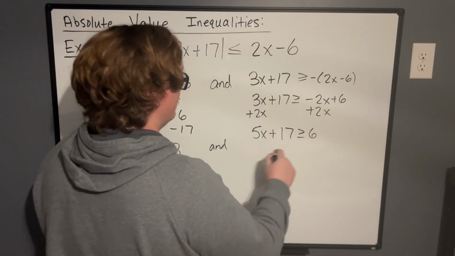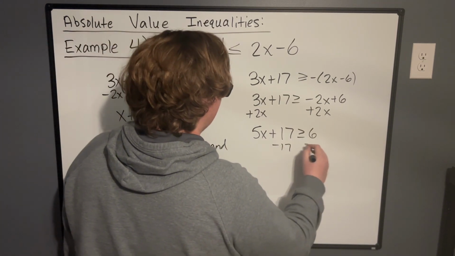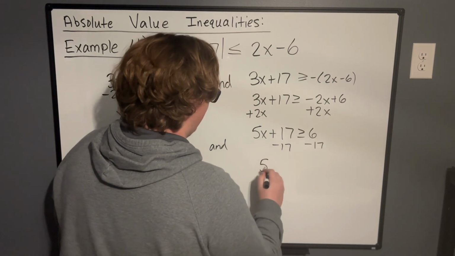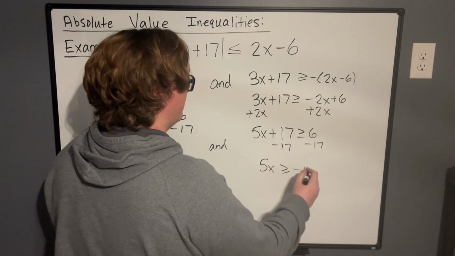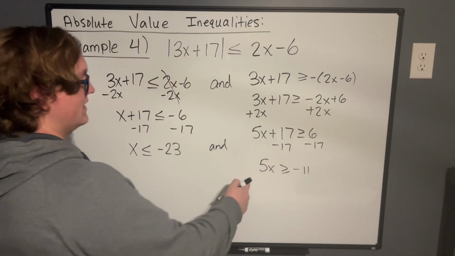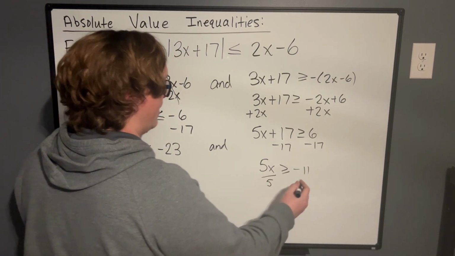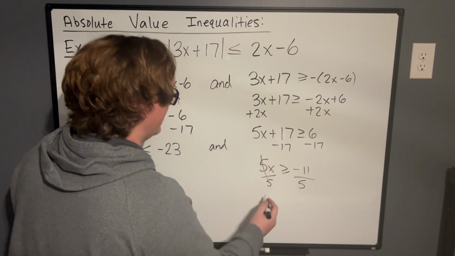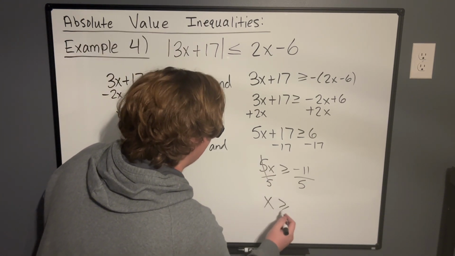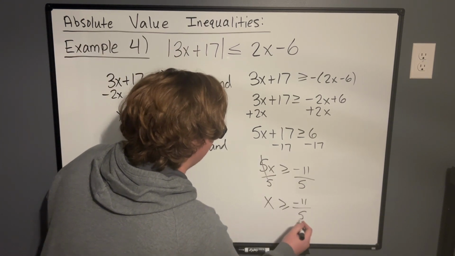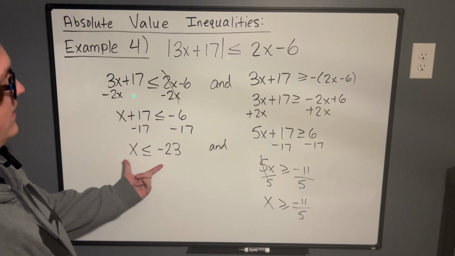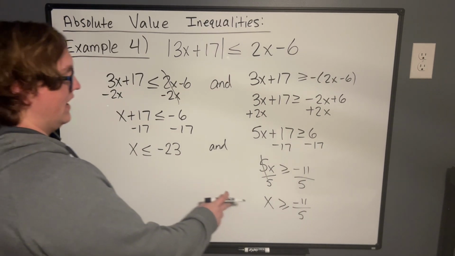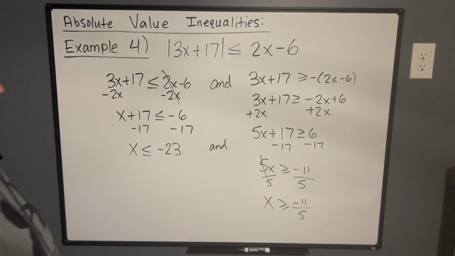Now I want to subtract 17, so minus 17. I get 5x is greater than or equal to 6 minus 17, which is negative 11. And then to solve for x, I just divide everything by 5. So these will cancel, and I get x is greater than or equal to negative 11 over 5. Okay, so these are my solutions. I get x is less than or equal to negative 23, and it has to be greater than or equal to negative 11 over 5.